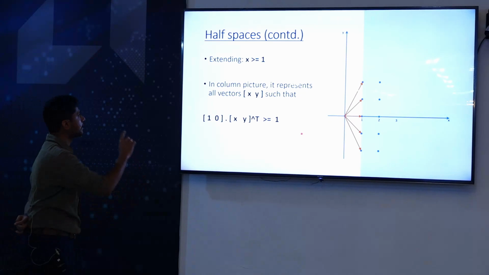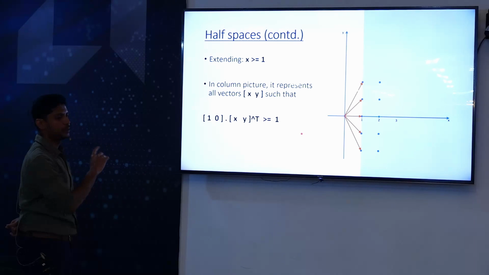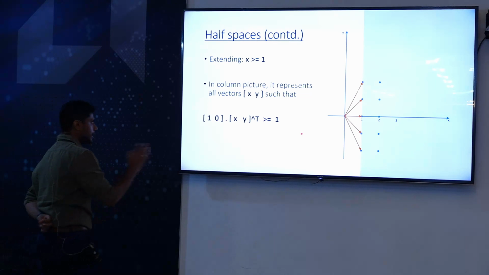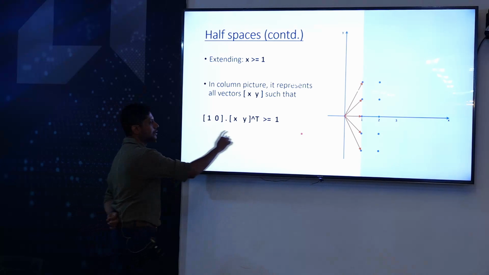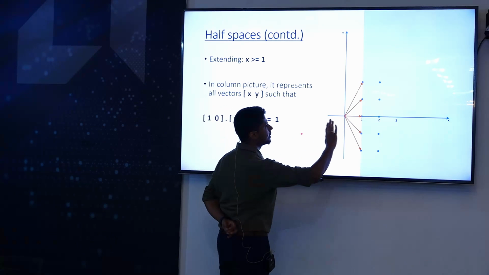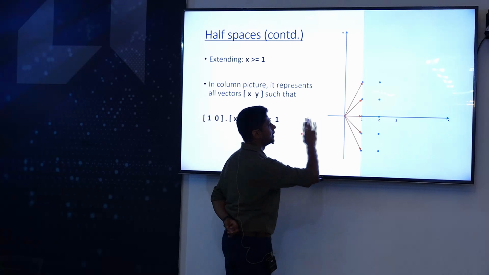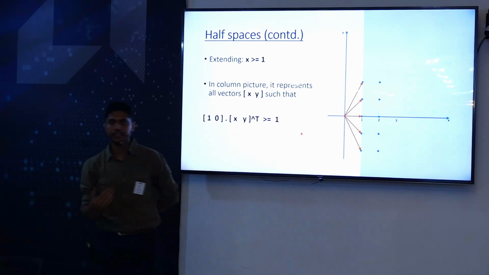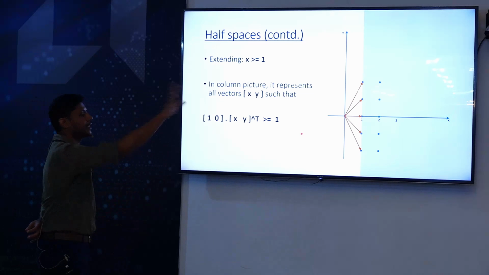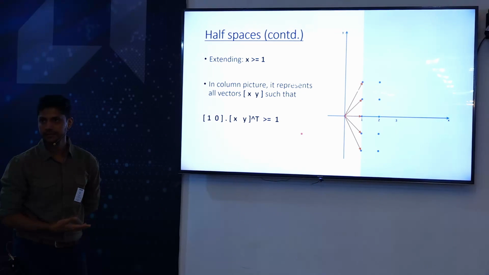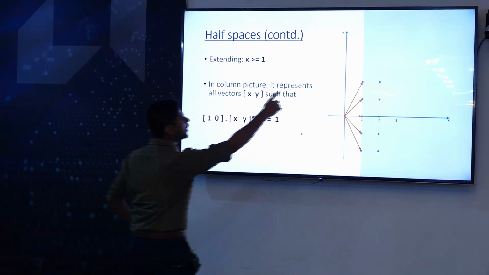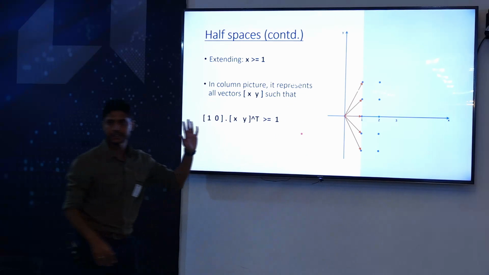We are going to extend it. Instead of x equal to 1, it's now going to be x greater than or equal to 1. Again, in the column picture, it means the 1, 0 vector still is here. All the vectors such that their dot product with 1, 0 is greater than 1, not just equal to 1, equal to 1 and more. So all that half of the iteration space, all the set of points that lie on that side. I haven't pointed those things, but they exist there.